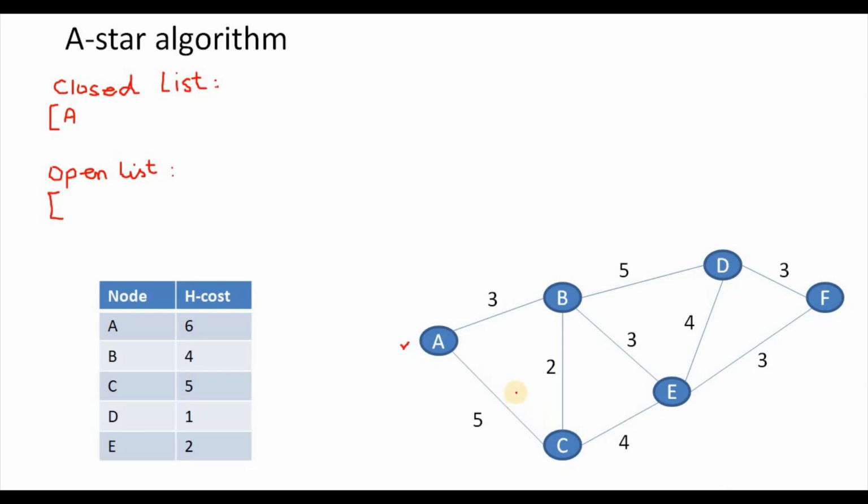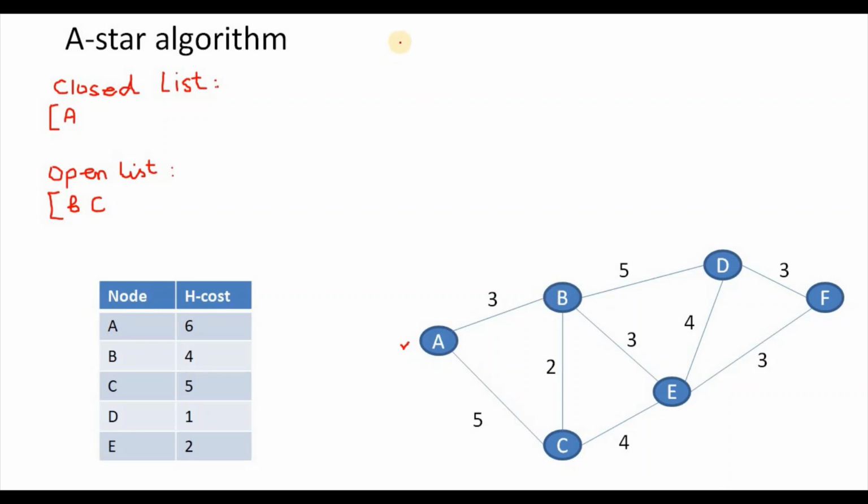Now we have to calculate the F cost for B and C. B and C are the adjacent nodes, and we have to put them in the open list because we have just explored them. We have discovered them. B and C nodes are in the open list and A is in the closed list. So let's calculate the F cost.